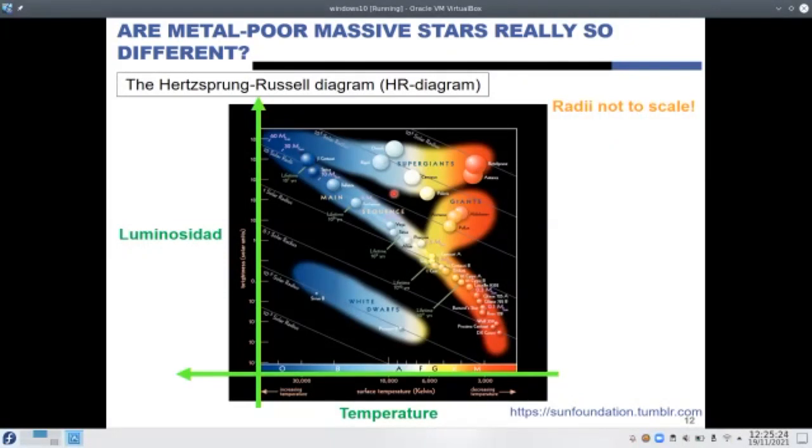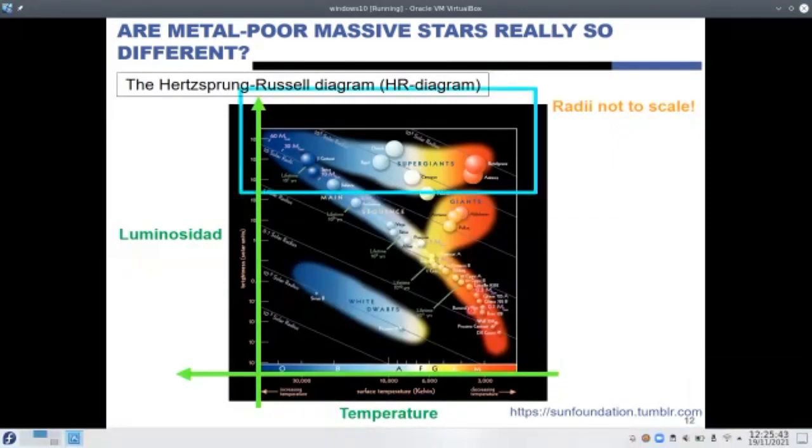And then we have post hydrogen burning stages, like the giants at the very top of the HR diagram, the most luminous stars, which are supergiants. And finally, the corpses, which are the white dwarfs.